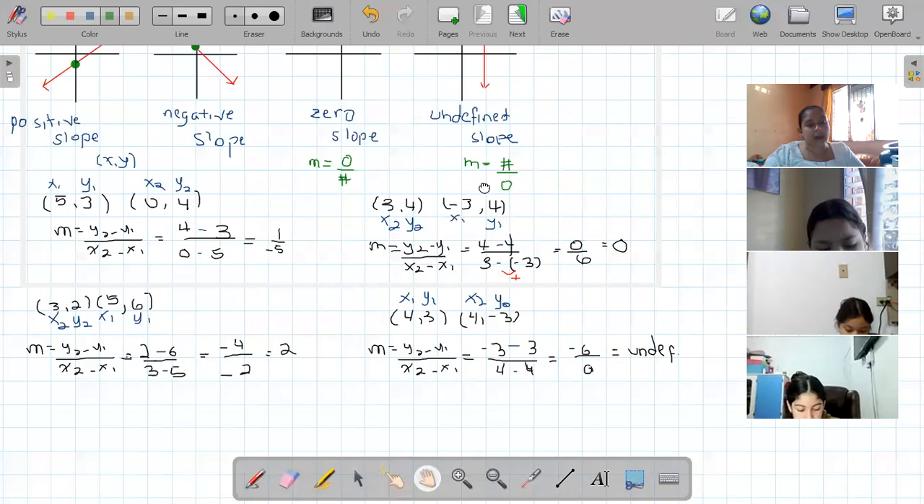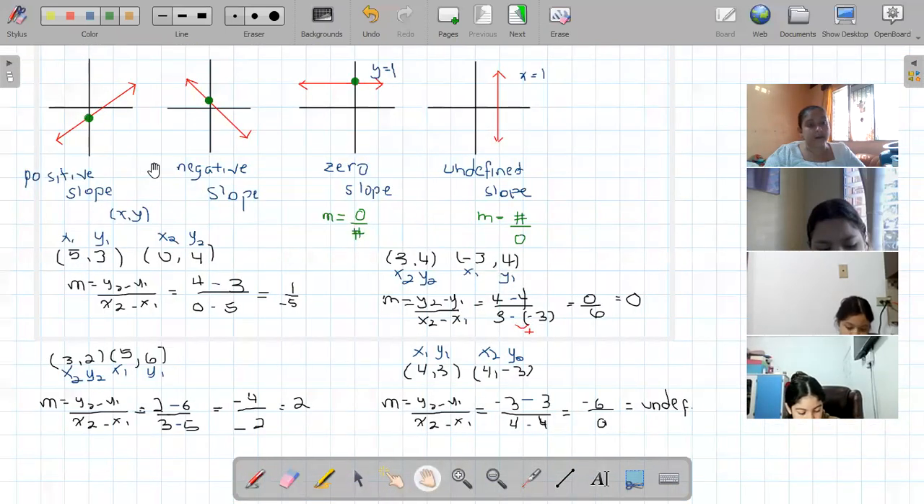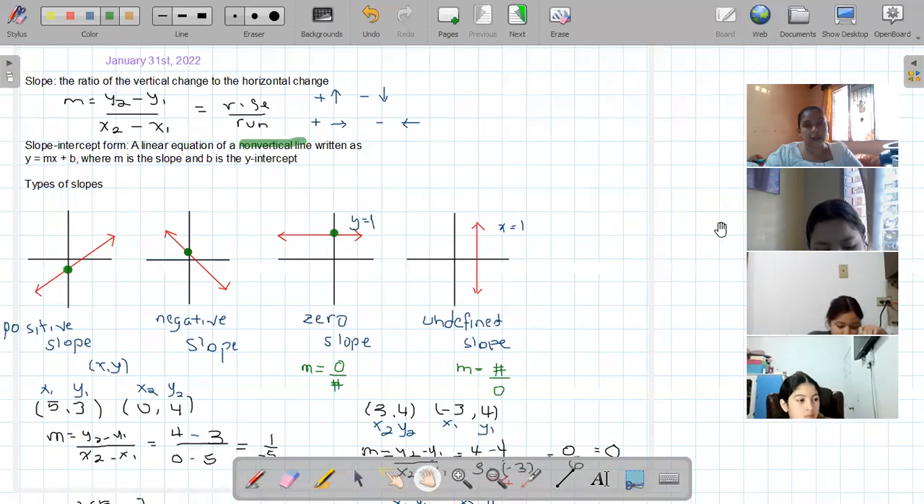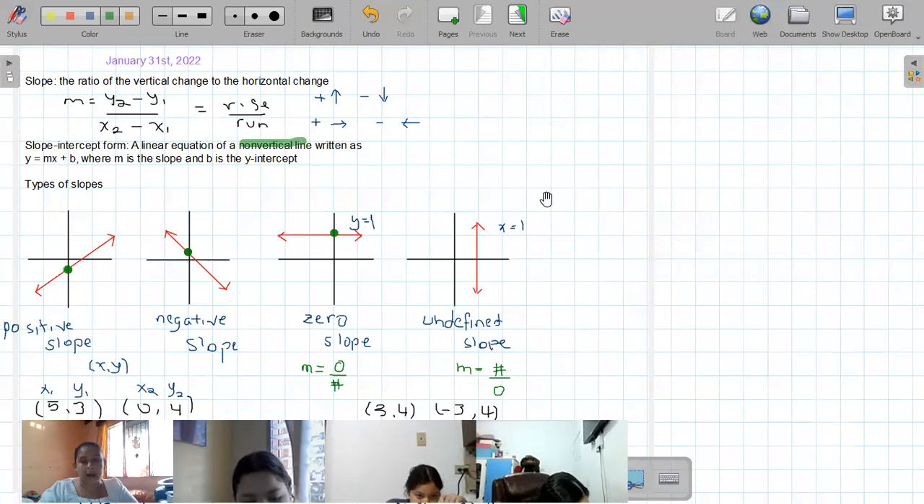We did some exercises. We determined that a positive slope is inclined to the right, a negative slope is inclined to the left, zero slope is completely horizontal, and an undefined slope is completely vertical. We said that a zero slope has a 0 in the numerator and an undefined slope has a 0 in the denominator, okay? So what are we going to do today? We're going to continue with the second part of the topic, okay?